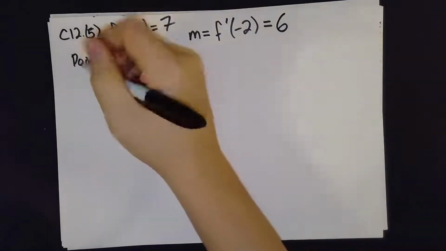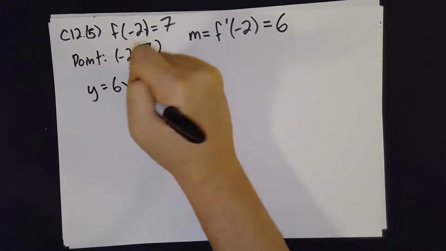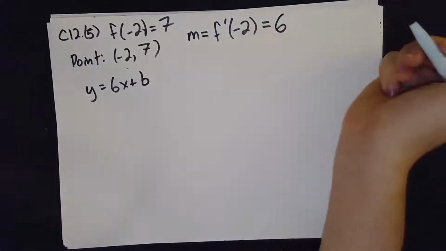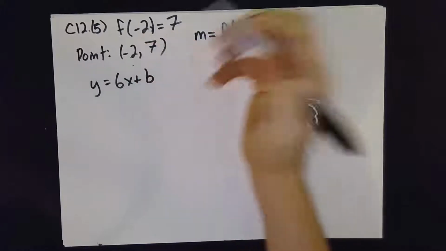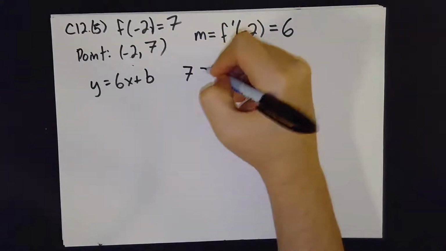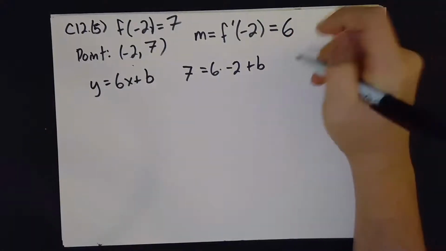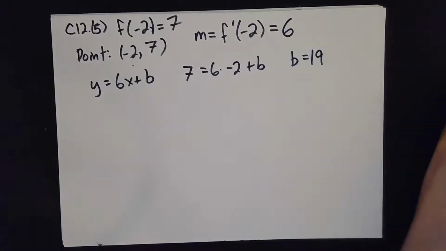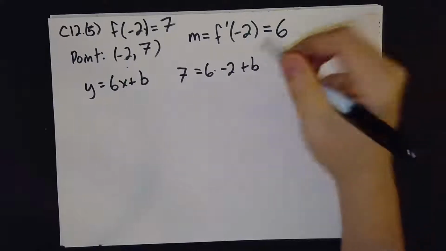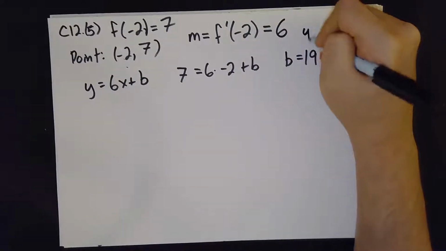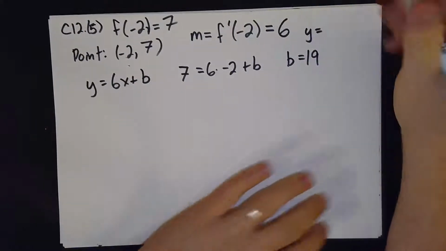Okay. So that means my tangent line looks like y equals 6x plus b. But also it passes through -2, 7, so I can plug that in. Okay. So that tells me that b is 19. And so the equation of my tangent line here is y equals 6x plus 19.